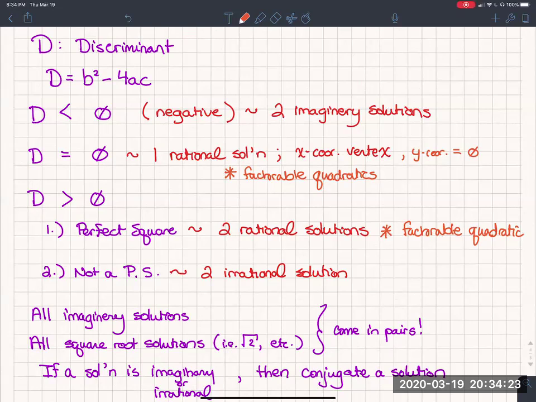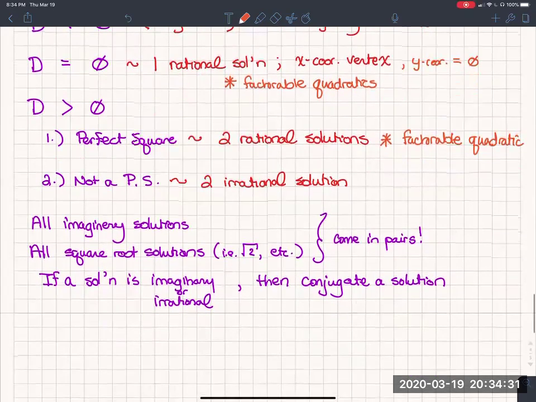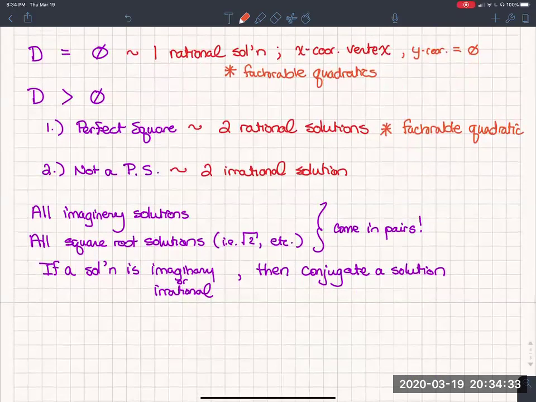Okay. Now, we also said that this is a key, it's pretty important to know that if you have 2 imaginary solutions, that means that if you have an imaginary solution, remember imaginary numbers are numbers with i, that its conjugate is also going to be a solution. That means, for example, if 1 plus i is a solution, then its conjugate, 1 minus i, would also be a solution. And this comes directly from the results of the quadratic formula.